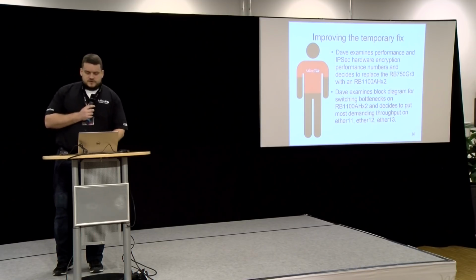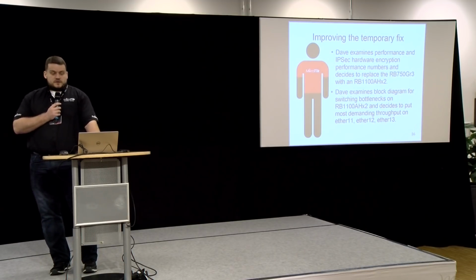Okay, so Dave digs deeper. He now examines hardware IPsec encryption performance numbers, and decides that he will replace 715G R3 with the old version of 1100 AX2. He also examines block diagrams, sees some switches and some free ports, and decides to use Ethernet ports 11, 12, and 13 for the main traffic of his network.